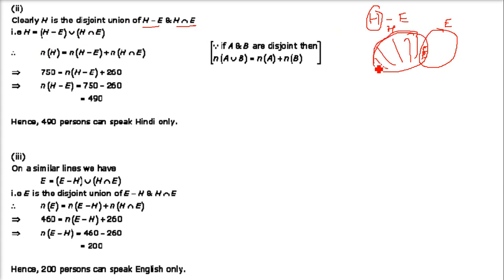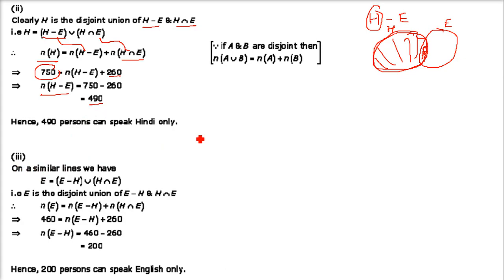So H is equal to, if you combine both of these, you get H. Now the number of elements in H is equal to, because they are disjoint, you can just write NH minus E plus NH intersection E. But NH is known to us, 750, and NH intersection E we just found out, that is 260. So the persons only speaking Hindi will be 490.